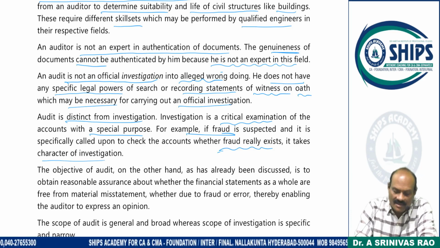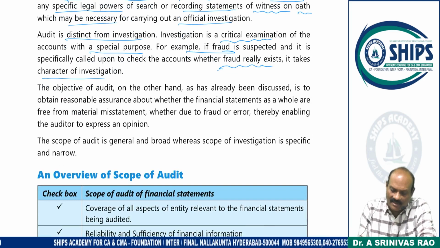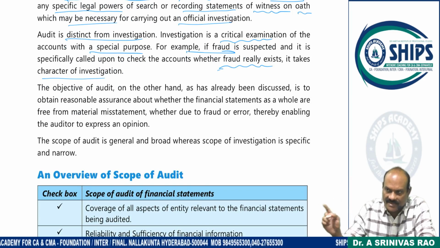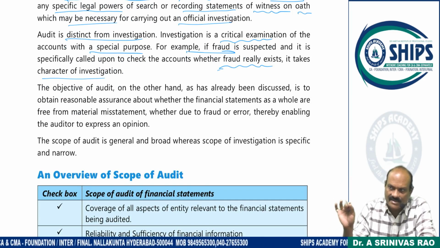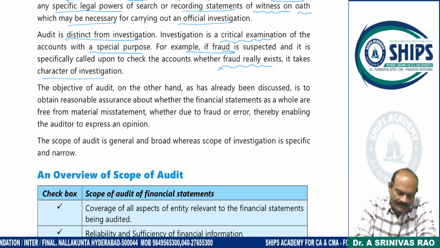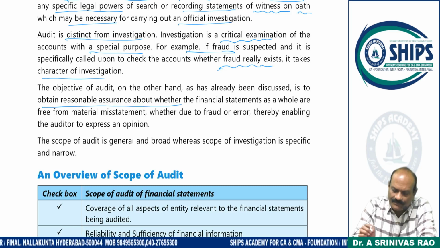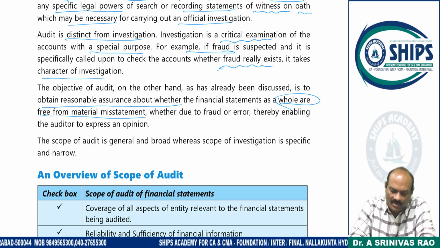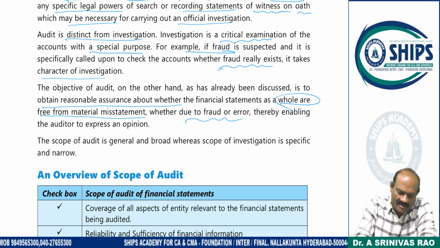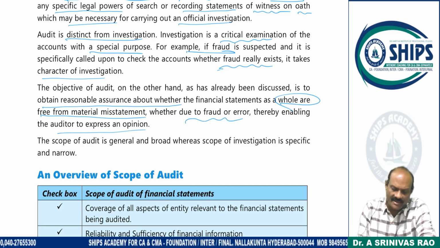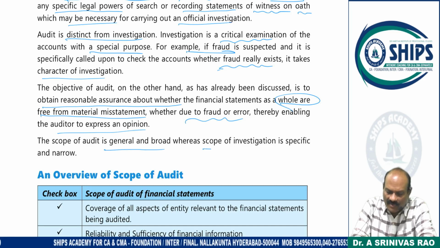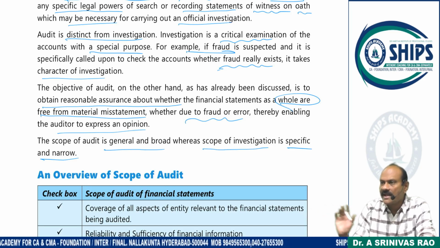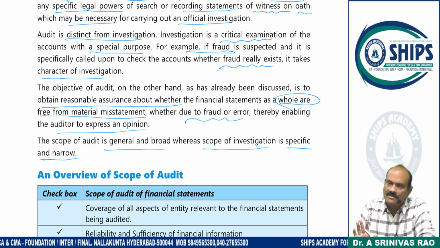and it takes the character of an investigation. The objective of the audit, on the other hand, as we discussed earlier, is reasonable assurance on the financial statements, and wherever necessary, whether auditing standards and accounting standards were properly followed. And reasonable assurance about whether the financial statements are free from material misstatement, whether due to fraud or error, thereby enabling the auditor to express his opinion. The scope of audit is general and broader, whereas scope of the investigation is specific and narrow. Specific means confined only to fraudulent activity, and a report is given to management.